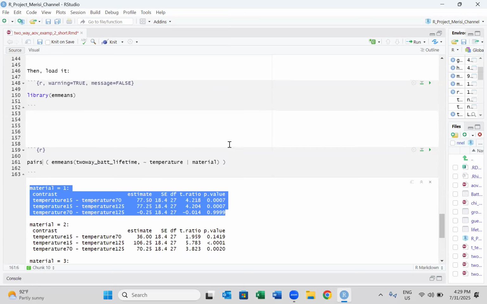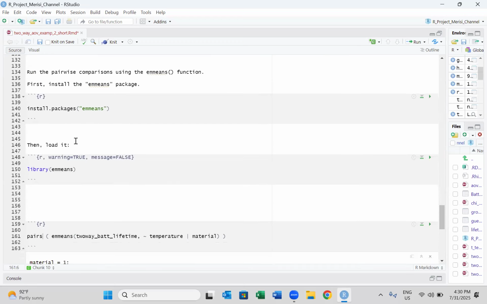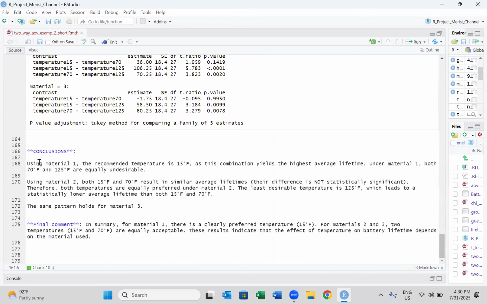So for material 1, this number is statistically different than this number. This number is also different than this number, but these two numbers, the average lifetime for 70 and 125, are not different. So what do we conclude here? Well, assuming that we want the highest possible lifetime, we conclude that for material 1, the best temperature is 15. And I wrote that conclusion for you here. Using material 1, the recommended temperature is 15, as this combination yields the highest average lifetime.